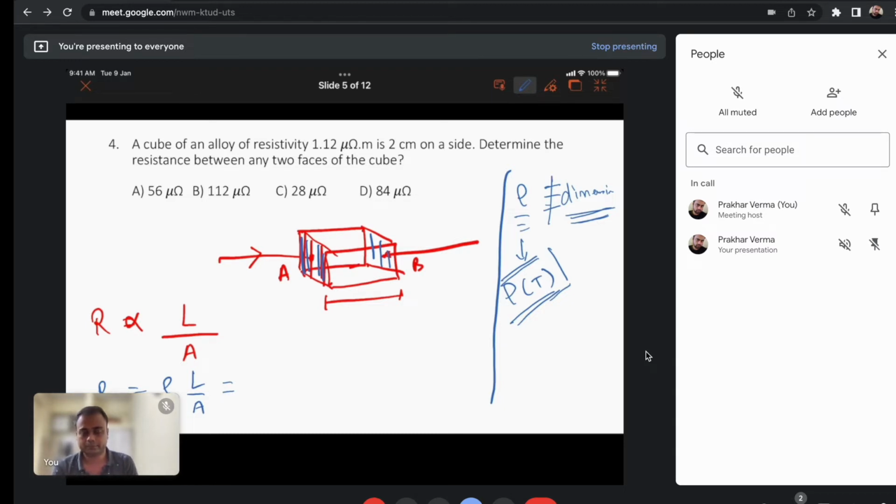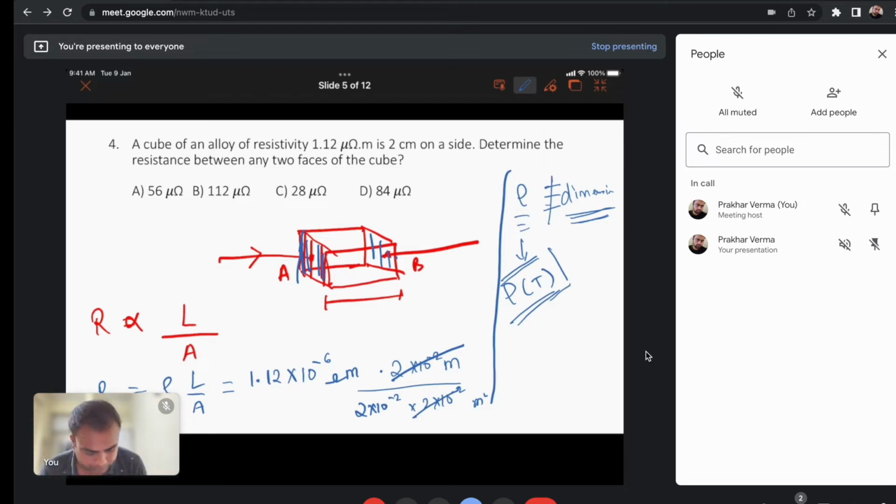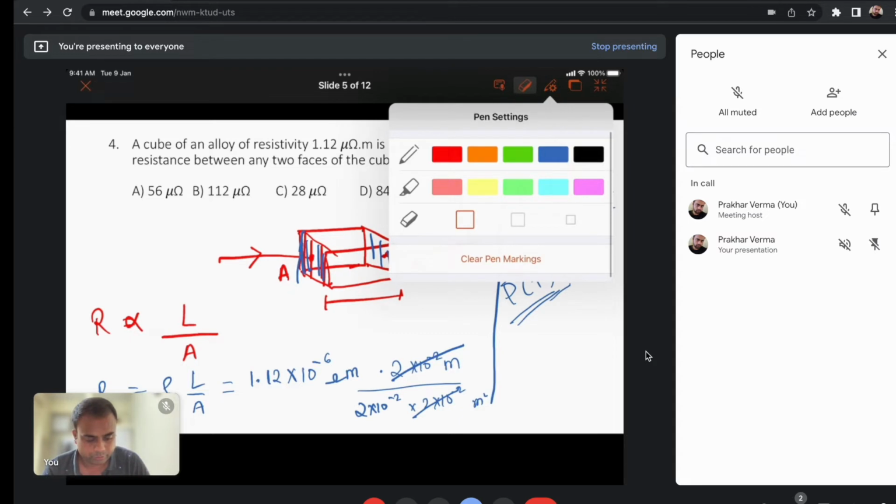So the resistance R can be calculated. Rho is given as 1.12 micro ohm meter, so 10 to the minus 6 ohm meter. The length between these two nodes is 2 centimeter, so 2 into 10 to the minus 2 meters. And the area, since this is a cube, all sides are 2 centimeters, so 2 into 10 to the power minus 2 into 2 into 10 to the power minus 2 meter square. So this term gets cancelled, and we are left with, let me make some space here.